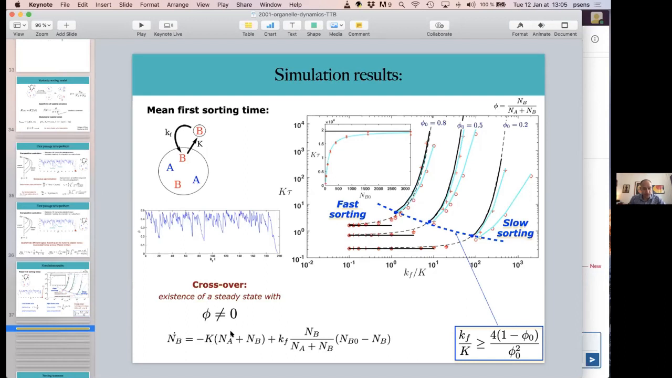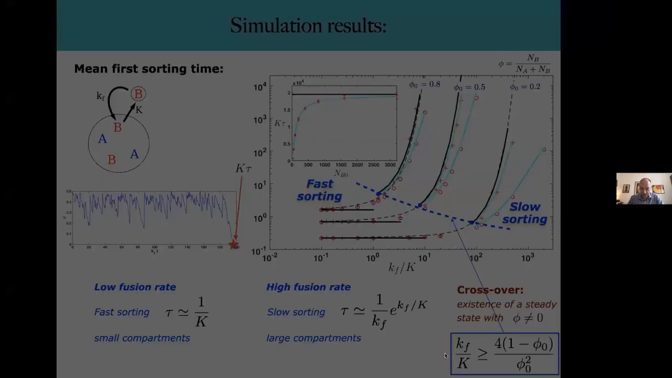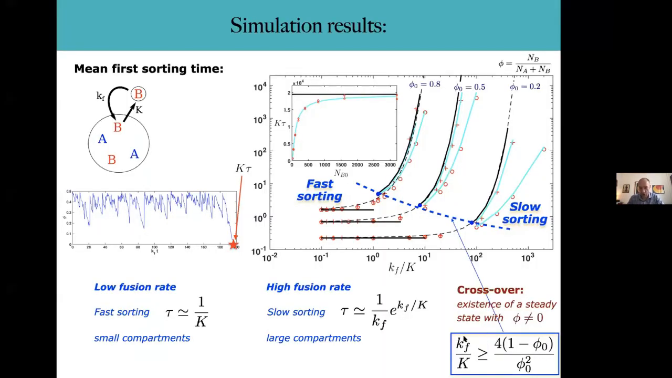The B components decrease because of budding and they increase because of fusion, and the fusion depends on the composition. And so you get non-linear equations. Then you can solve this and ask, do you have a stationary state, where the system still has B component in it? When you answer that question, you find that yes, you have a stationary state if this condition is satisfied. This is a mathematical condition on the ratio of fusion over budding. And when you plot that, you get exactly this line. So intuitively speaking, the crossover between fast sorting and slow sorting is when the fusion rate is large enough so that there is always B component in your compartment.